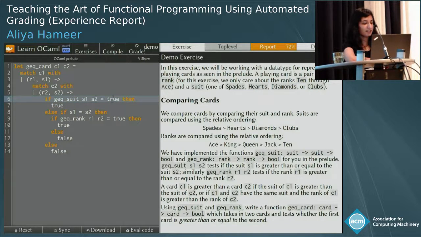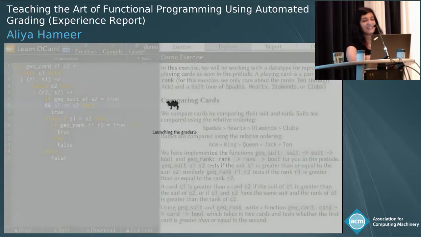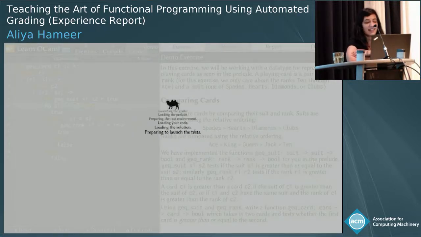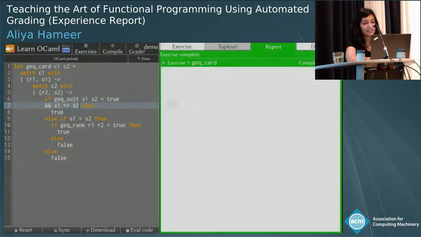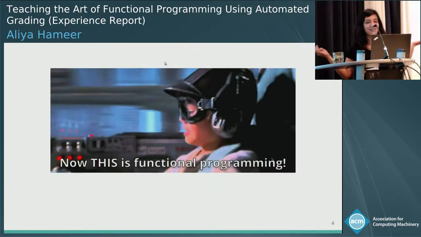So I know how to fix that. I will just make sure that my two cards are not equal. And now I'll run the grader again. And this time, my code will pass all of the tests. The grader gives me full marks. So I have 100%. I'm satisfied with my work. I think I did a great job. As far as I know, I did everything I was supposed to do.